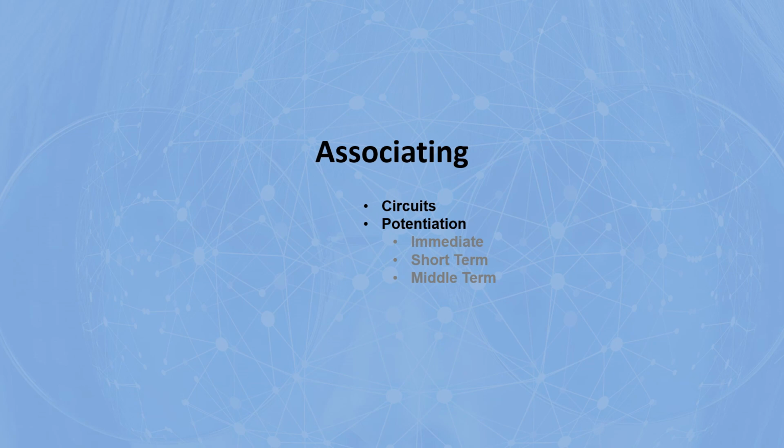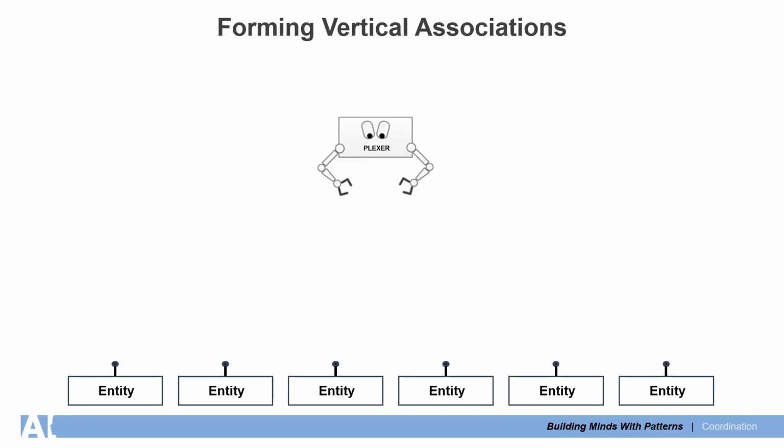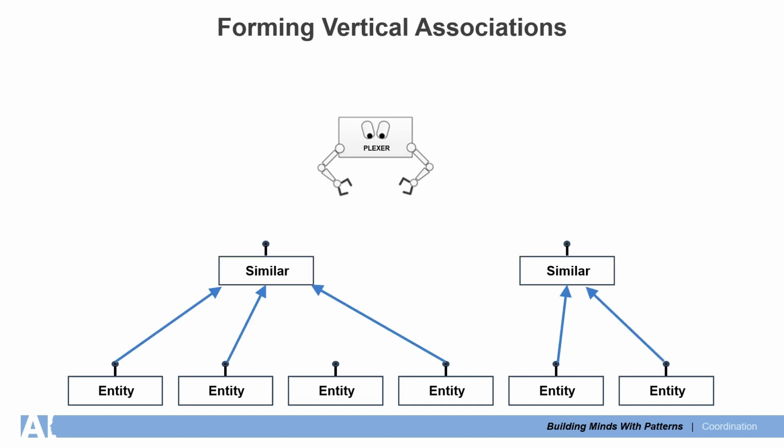Middle term potentiation. Forming vertical associations. The plexor forms grouping relationships, otherwise known as vertical associations. The plexor can identify when entities contain elements that are the same. Then they are grouped as similar.